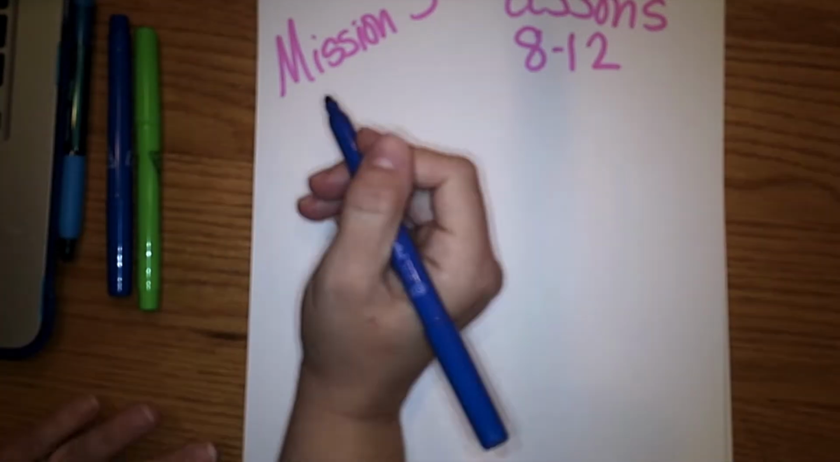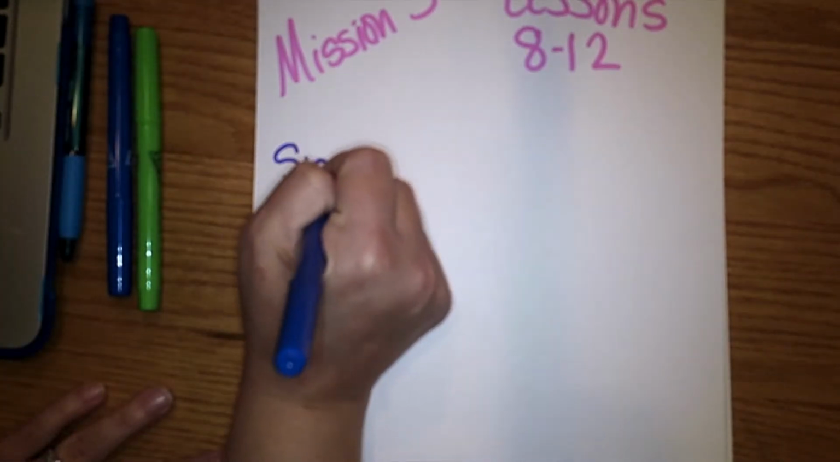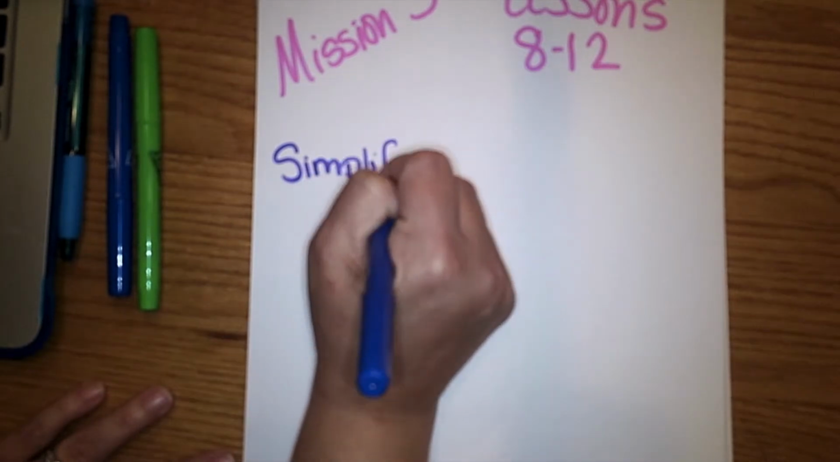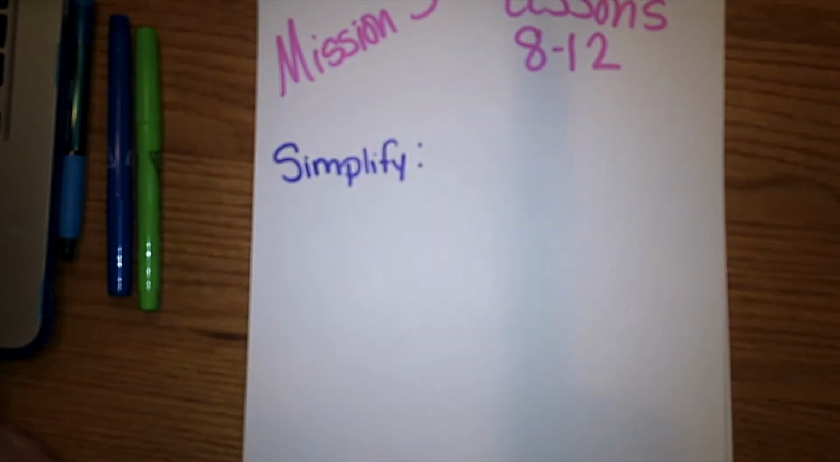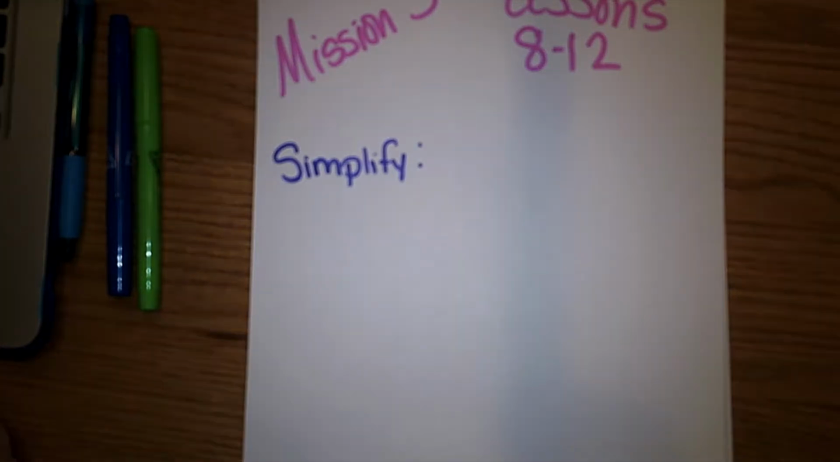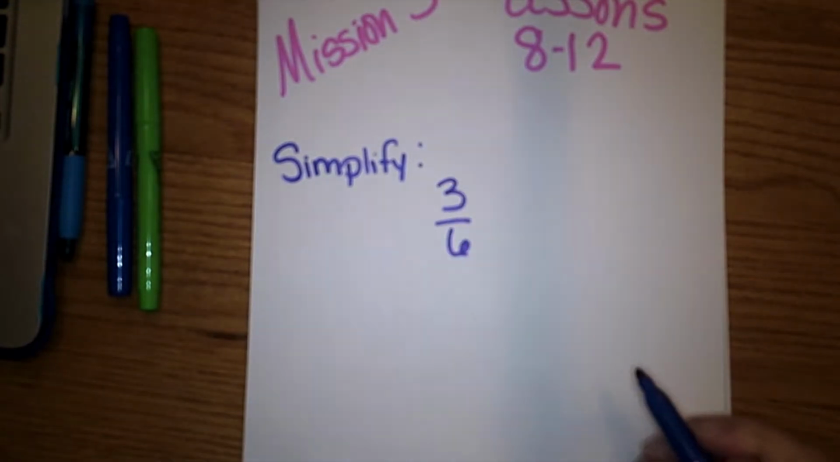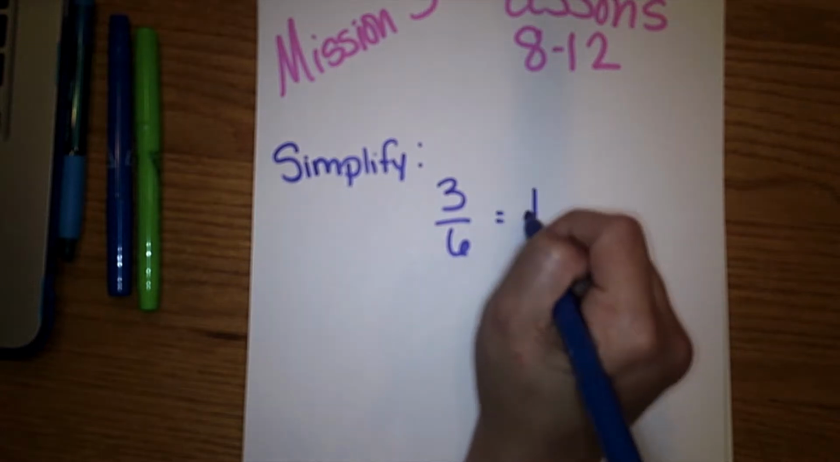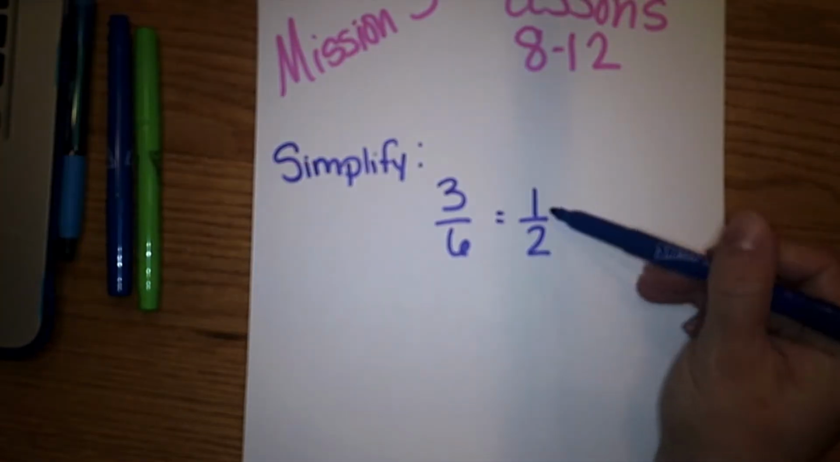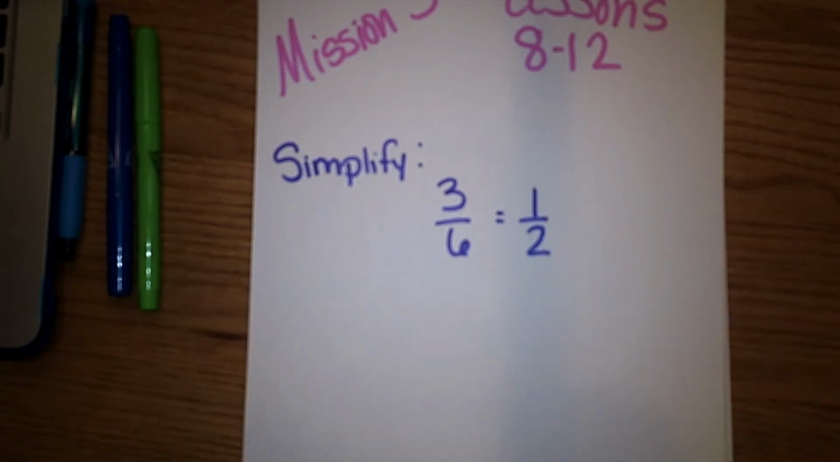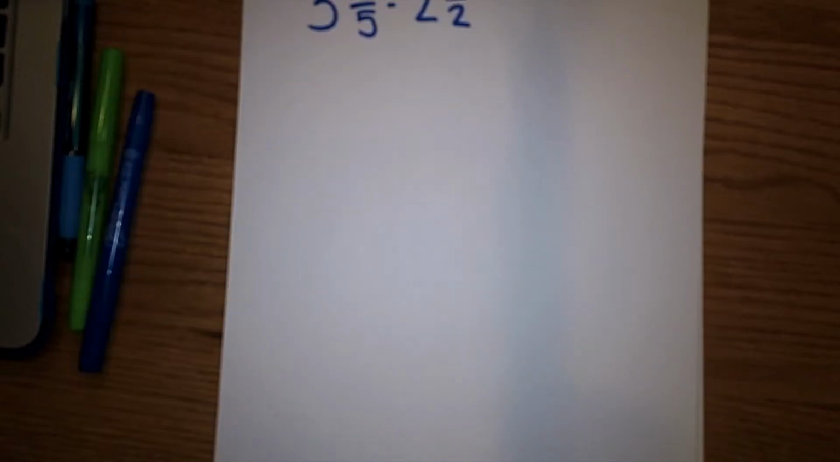There's one new vocabulary word for this set of lessons, and that word is simplify. And what it means to simplify is to write a fraction or expression in its simplest form. For example, if you had a fraction like 3/6, its simplest form would be 1/2 because we can't simplify a 1 anymore. Doesn't mean that you'll always have 1 as your numerator, but it's to find the smallest version of that fraction.